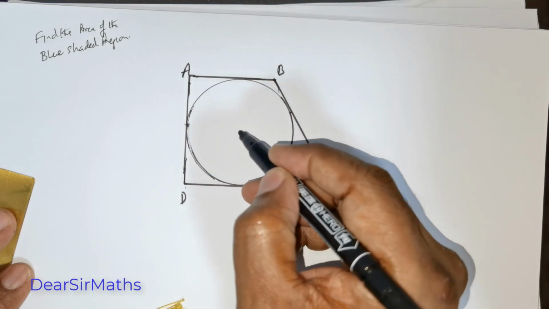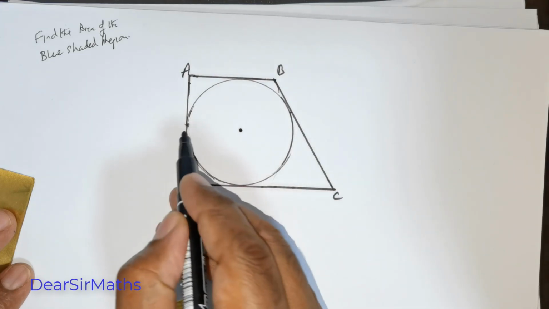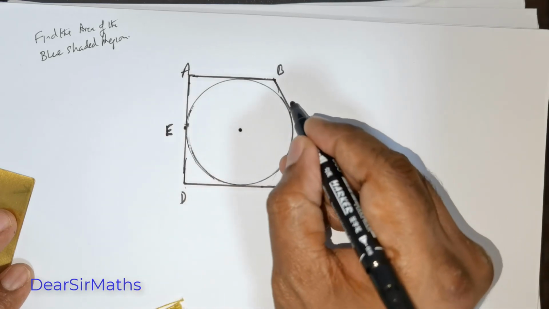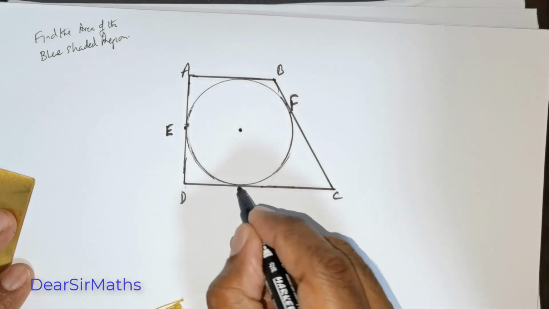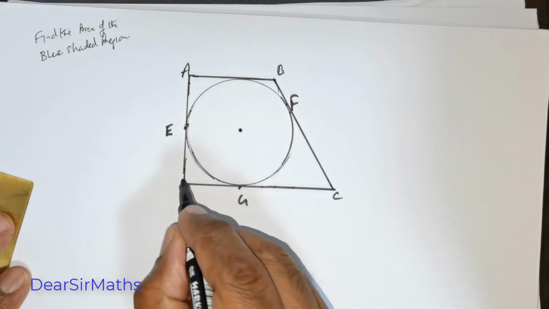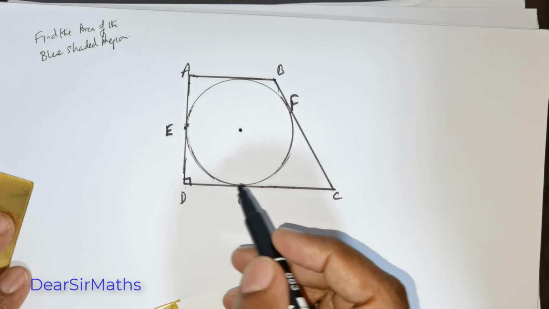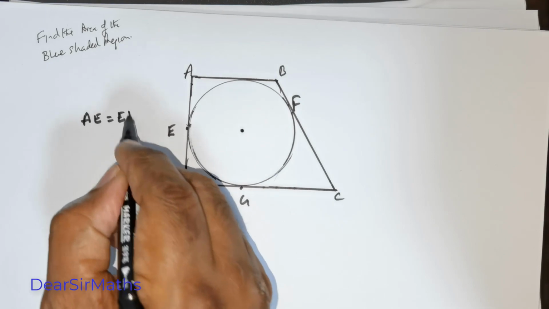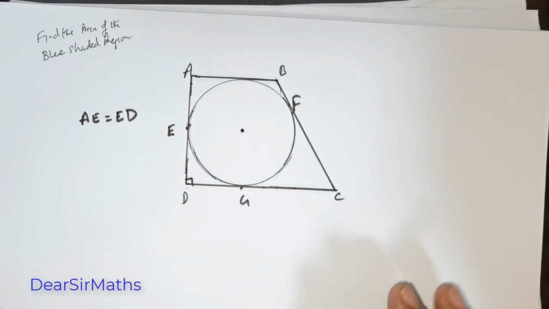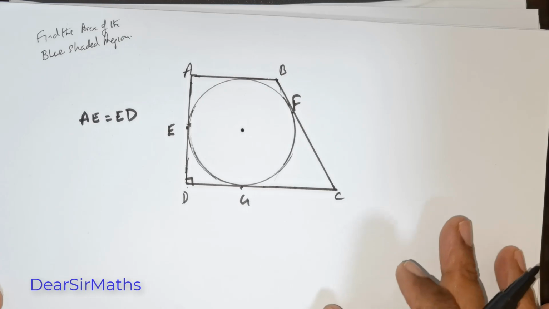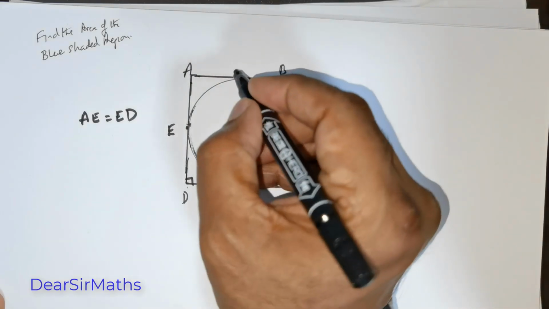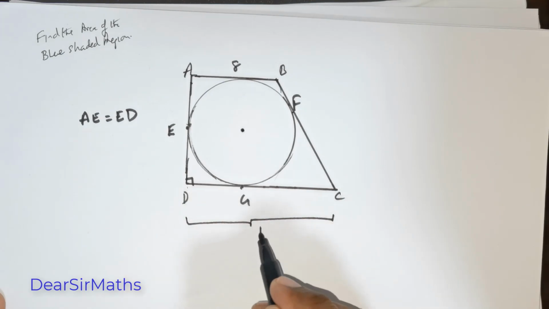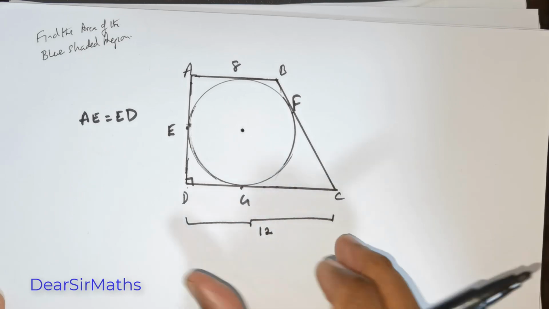You got the center, and E, F, there's a tangent there, and G, and this is 90. This is given to be 90. It's also given that AE is equal to ED, and this length is 8 units. This entire length is 12 units, right?